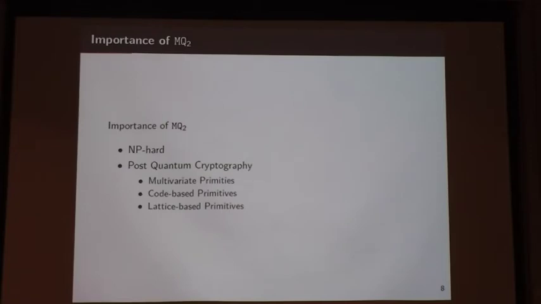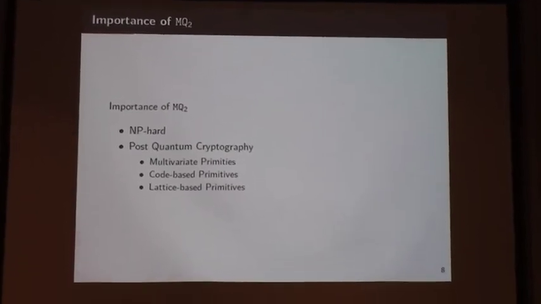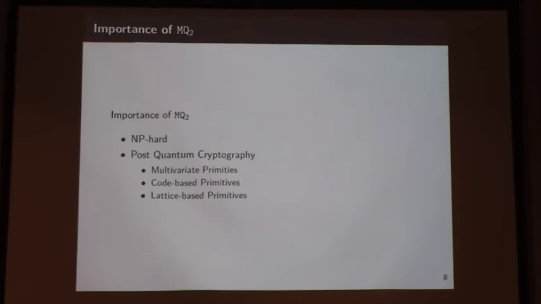The important thing about the multivariate quadratic problem is that it's NP-hard. And a lot of the post-quantum cryptosystems that have been proposed for the NIST standardization process have security that can be found to rely on this problem. So multivariate primitives, code-based primitives, and lattice-based primitives all have some type of security that's related to this.